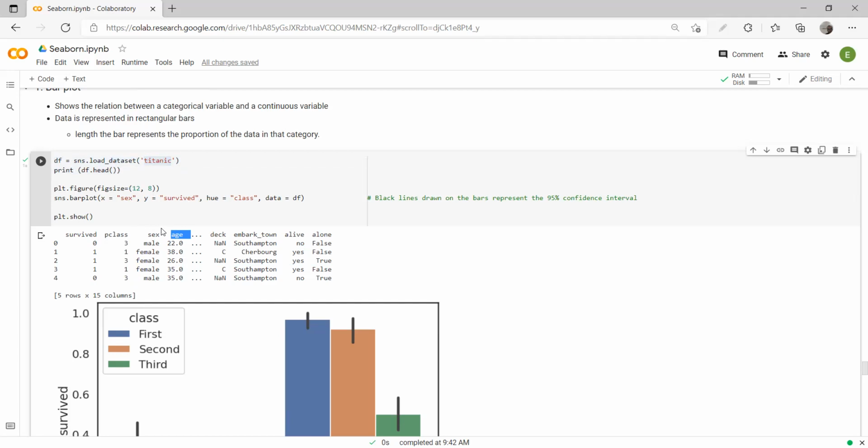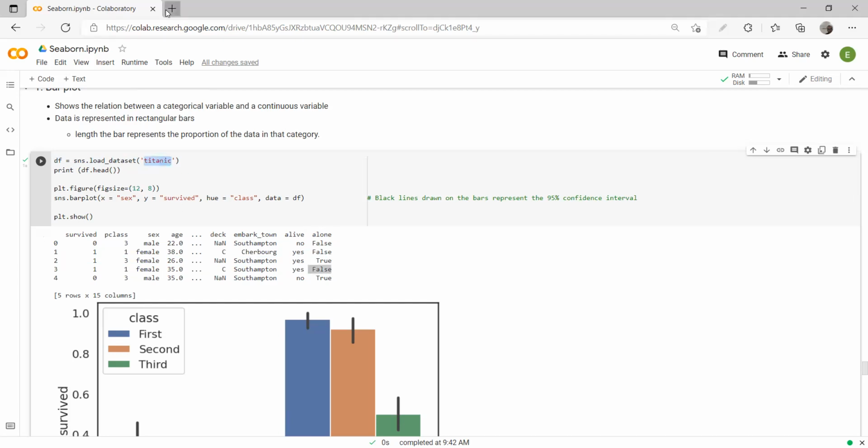This is the age of the person, deck where they boarded on. Are they currently alive or not? Were they alone in the ship or were they with someone else? So this guy was alone. This lady was alone in the ship, right? And so on and so forth.